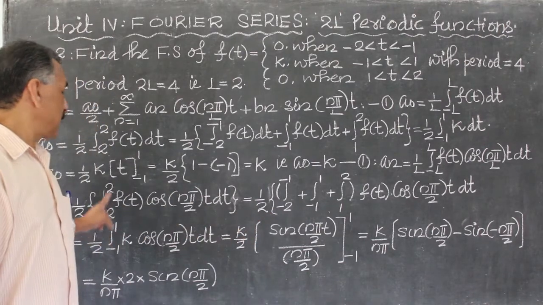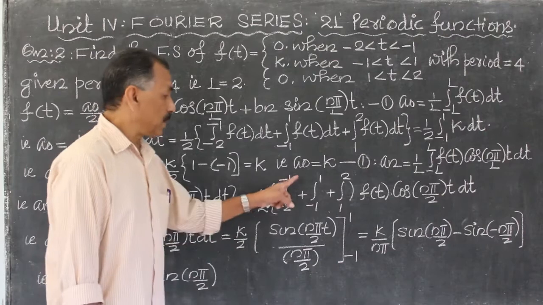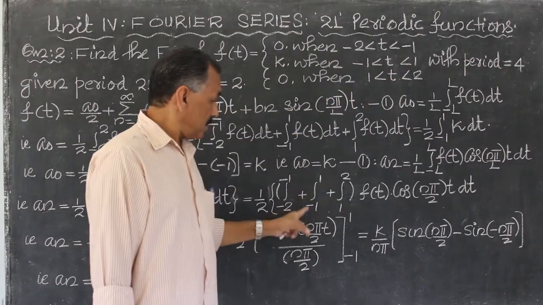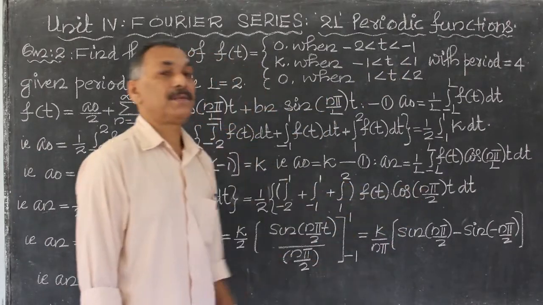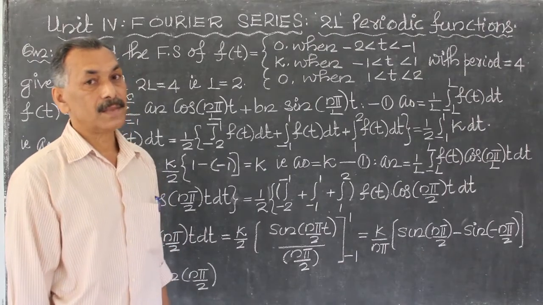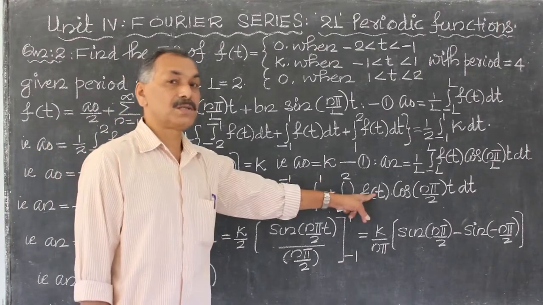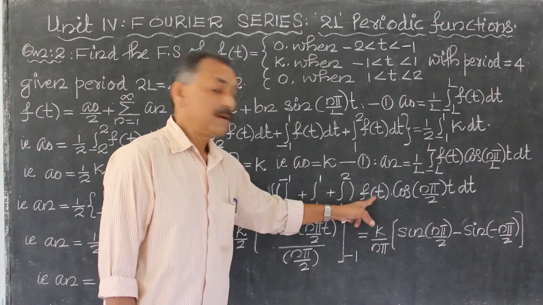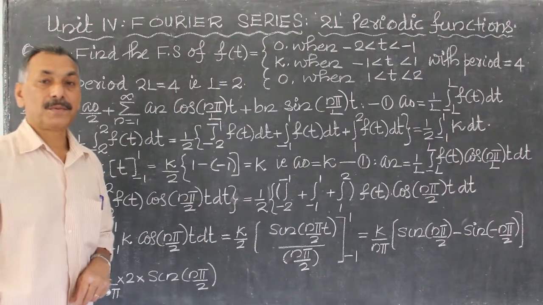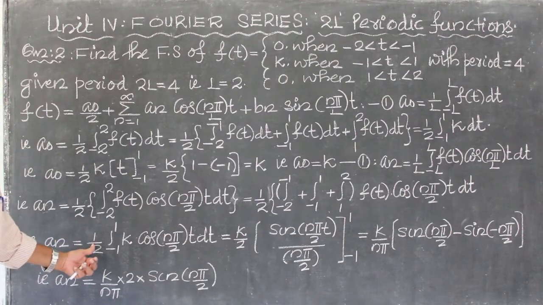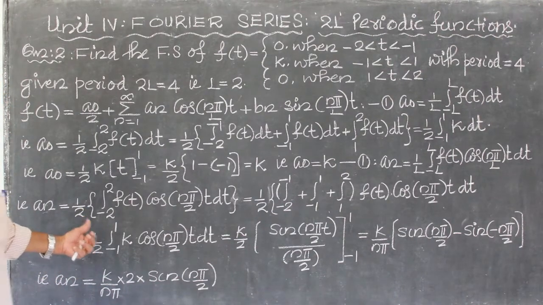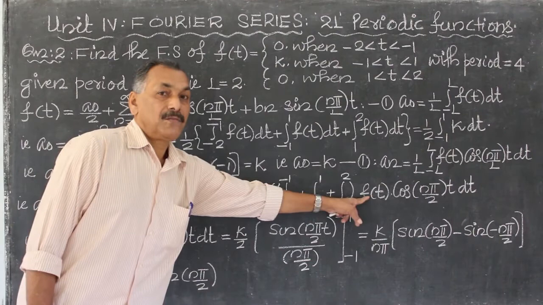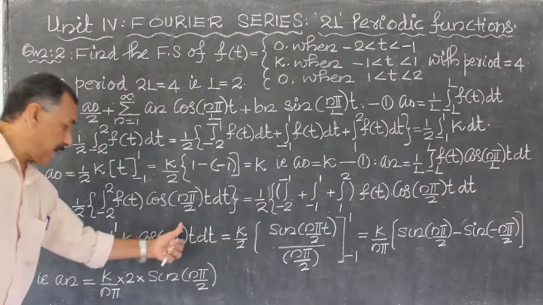The integral from minus 2 to 2 means the integral from minus 2 to minus 1, plus the integral from minus 1 to 1, plus the integral from 1 to 2 of f of t into cos(n pi t by 2) dt. In the outer intervals f of t is equal to 0, so those integral values are 0. That leaves an is equal to 1 by 2 integral from minus 1 to 1, where f of t is equal to k, of k into cos(n pi t by 2) dt.